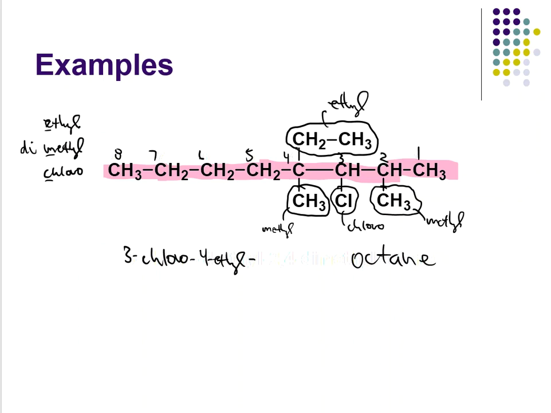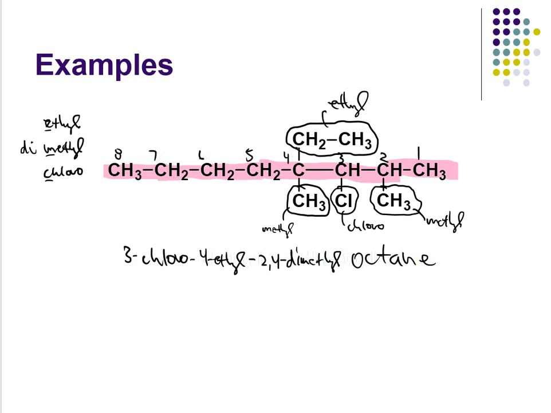And then next are my methyl groups. So there are 2 of them. And those methyl groups start at carbon 2, and the other one's also on carbon 4. So 2,4-dimethyl octane. So the name of this structure is 3-chloro, 4-ethyl, 2,4-dimethyl octane. Oh, I told you it wasn't that bad, right?